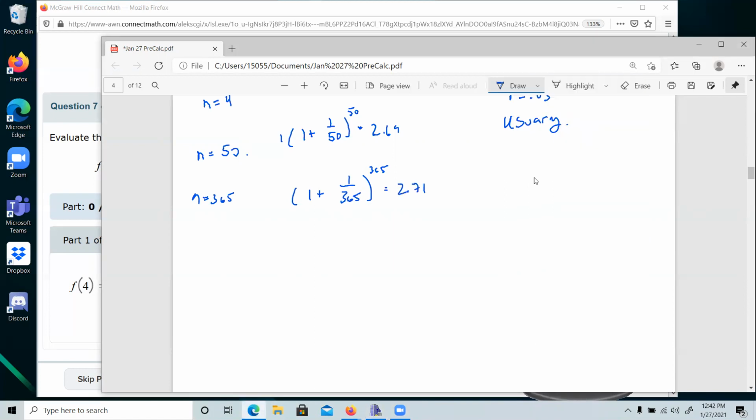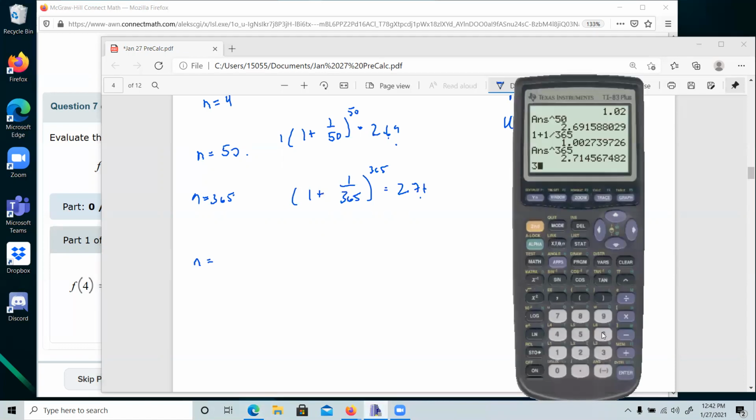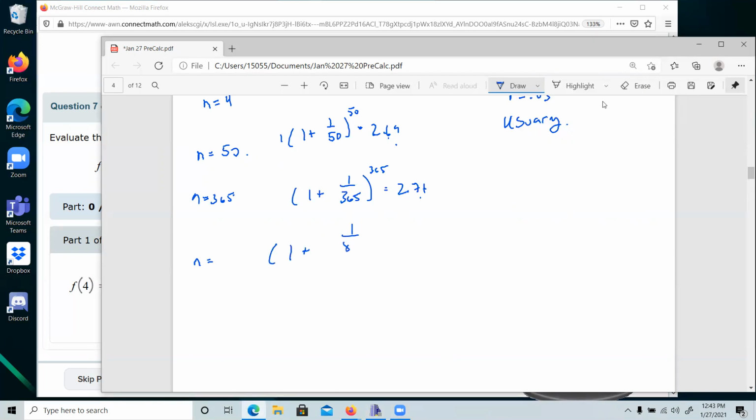We went from doing it every week to every day, and how much more money did we get? We got 2 cents. For how much increased compounding we did, we grew an order of magnitude in compounding, and we got 2 extra cents. So it's not going up very fast here. What if we did it every hour? How many hours are there in a year? 365 days to a year times 24 hours, so 8,760. 1 plus 1 over 8,760 raised to 8,760.